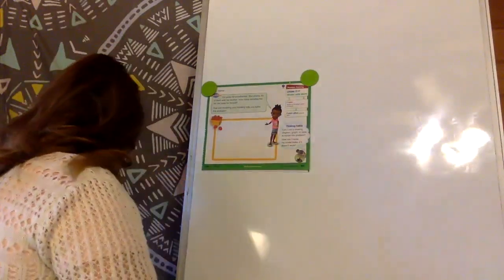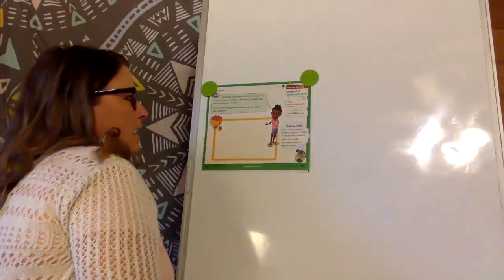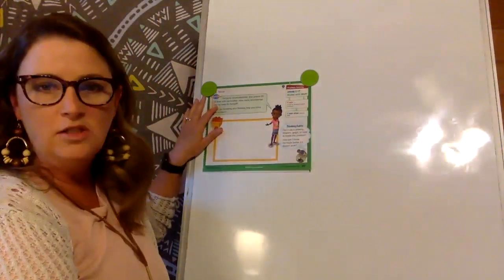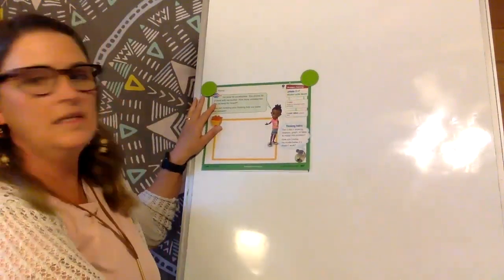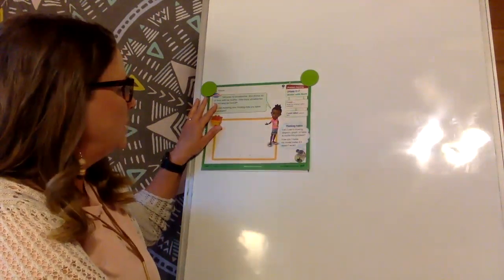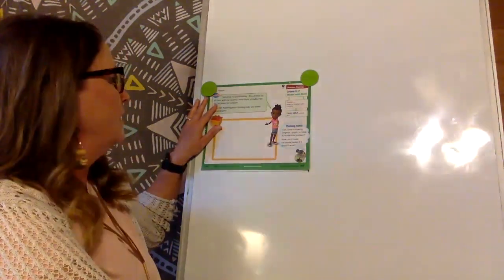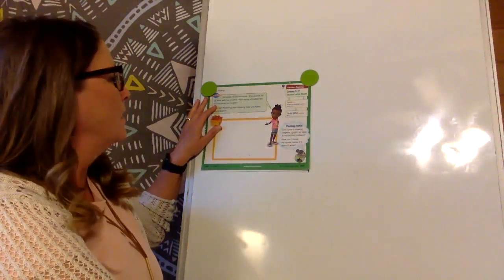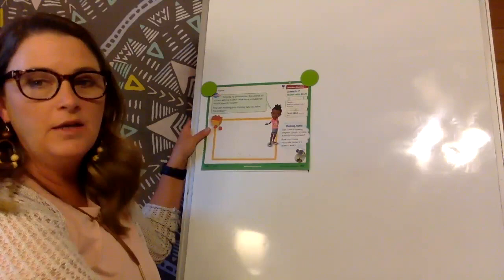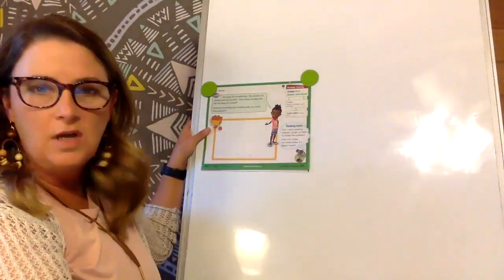Okay, so let's start by looking at our little talk bubble at the top of your page in the green. You can follow along with me while I read it aloud to you. It says Val picks 40 strawberries. She shares 20 of them with her brother. How many strawberries did Val keep for herself? How can modeling your thinking help you solve this problem?